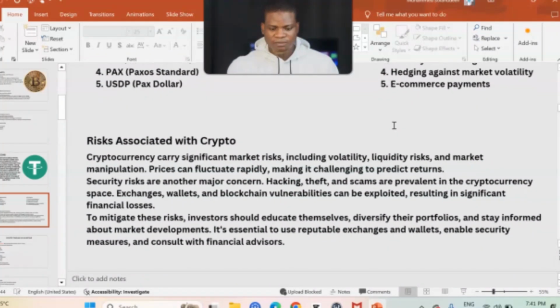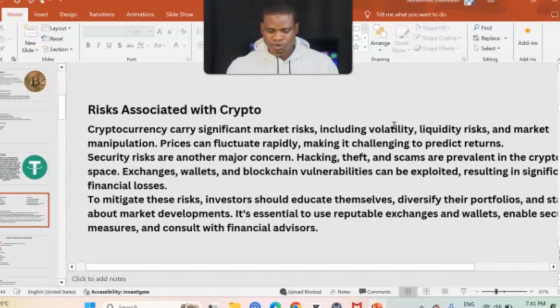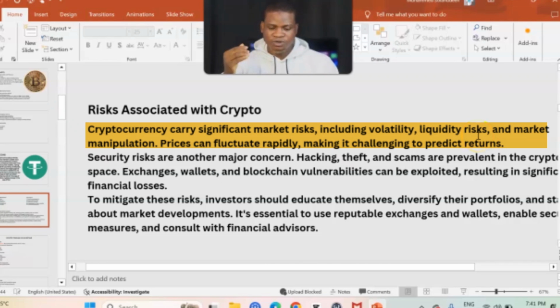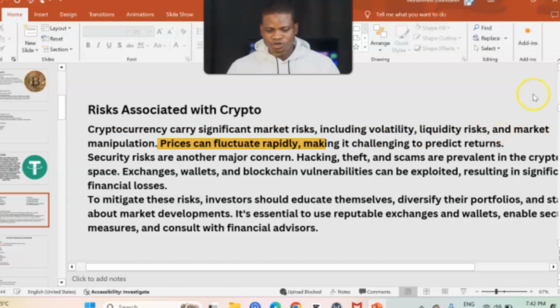Also, now let's talk about the risks associated with crypto. Cryptocurrency carries significant market risk, including volatility, liquidity risk, and market manipulation. These are the three major risks associated with the cryptocurrency market. Volatility, which means the market can go up and down, right? Liquidity risk, which means some big people in the market can pull out money from some project, which is going to affect the liquidity of the market. Liquidity simply means money available in the particular market. And market manipulation, right? Prices can fluctuate rapidly, making it challenging to predict returns.